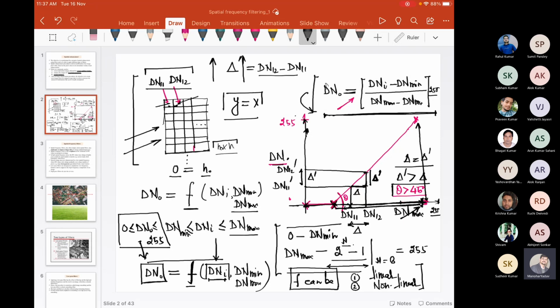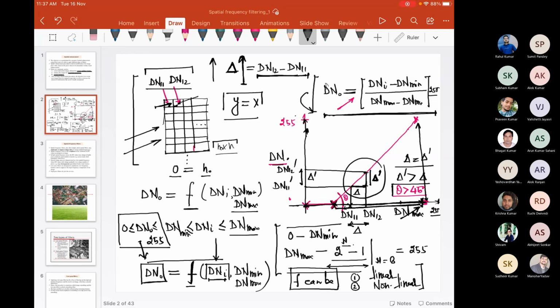If you want to see the enhanced difference in the intensity of two gray sets, in the image, what you need to do, you need to increase this delta. This delta can be increased by enhancing the differences between two consecutive pixels. And this delta can be enhanced in this way, as you see over here.